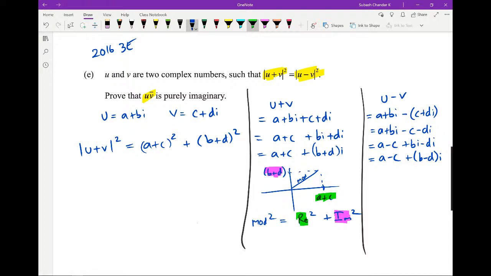So if I look at what my real part is going to be, A minus C, and my imaginary part is going to be B minus D. So then I can write U minus V, modulus of that is A minus C squared plus B minus D squared. Are you guys with me so far?